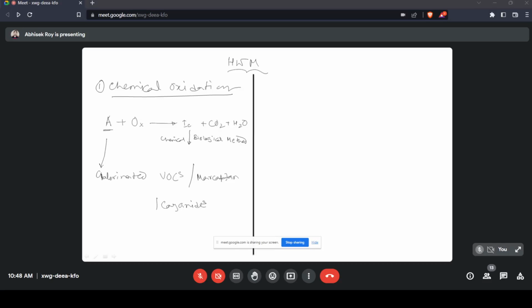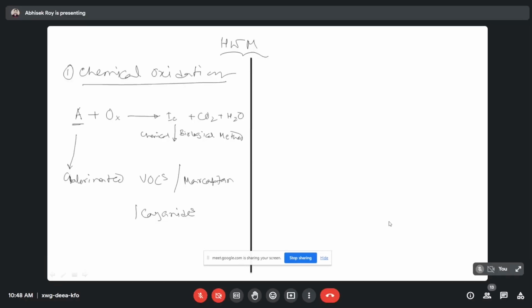Now in case of hazardous waste treatment, there are several types of oxidizing agents that we can use. A very common type is chlorine. We know we use chlorine also in our normal water treatment process. Then ozone can be used, and then H2O2 or hydrogen peroxide also can be used.